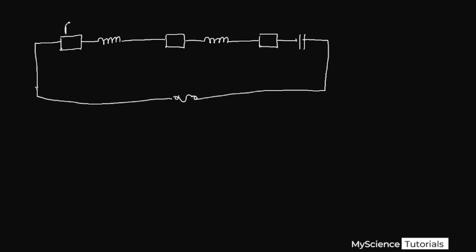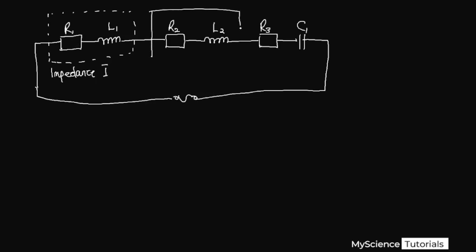So we have resistor 1, resistor 2, and resistor 3. We have capacitor 1 here, then inductor 2, inductor 1. We are calling resistor 1 and inductor 1 our impedance 1. The second one over here we are calling impedance 2. And then the last one, we are calling impedance 3.